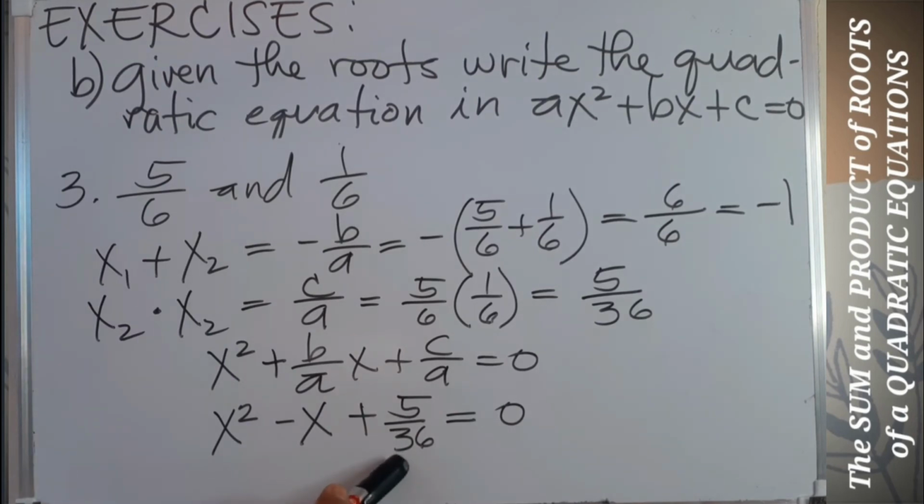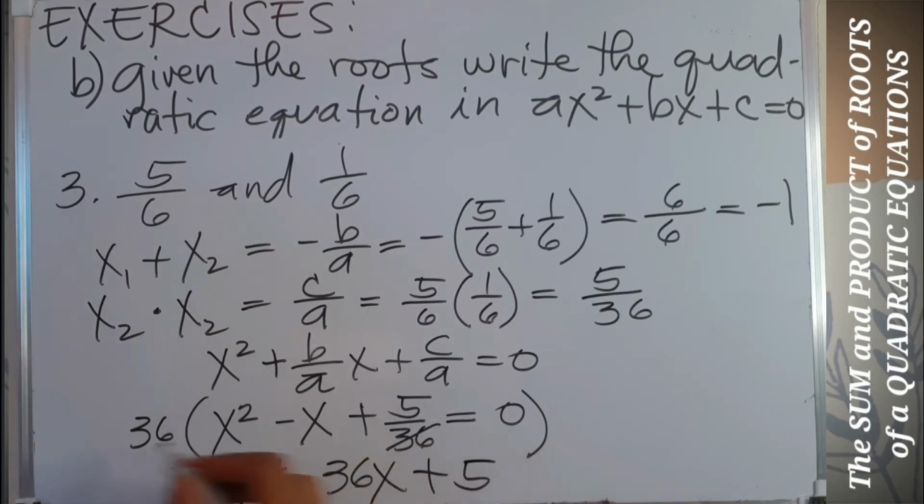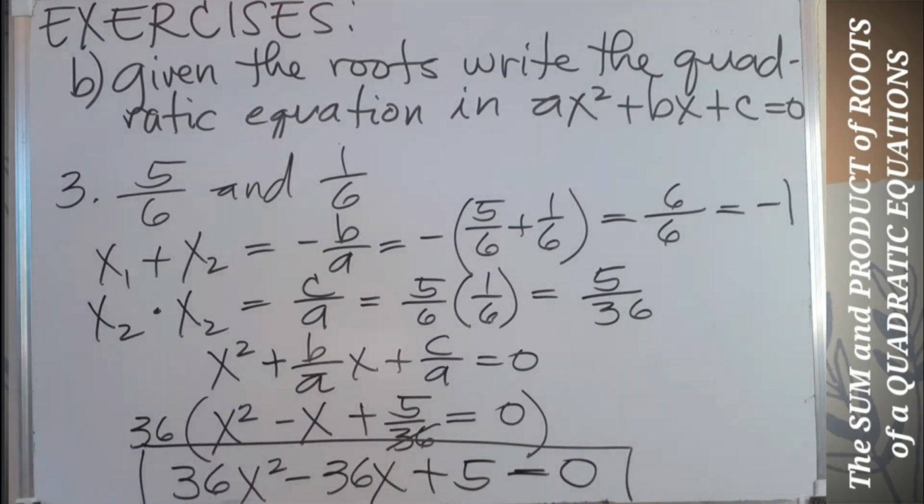Since we have 36 here, in standard form we don't have a denominator, so what we will do is multiply both sides by 36. So we have 36x squared. 36 times x is negative 36x. Cancel the 36, plus 5. 0 times 36 is 0. So this is now the quadratic equation in standard form whose roots are 5/6 and 1/6.